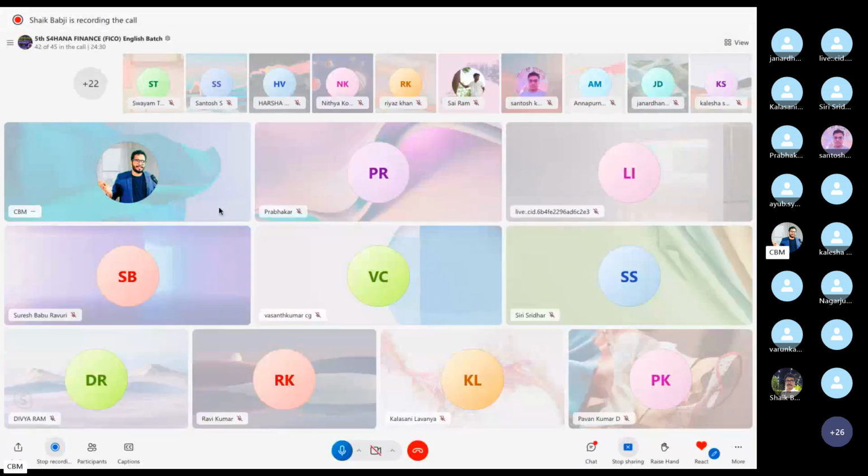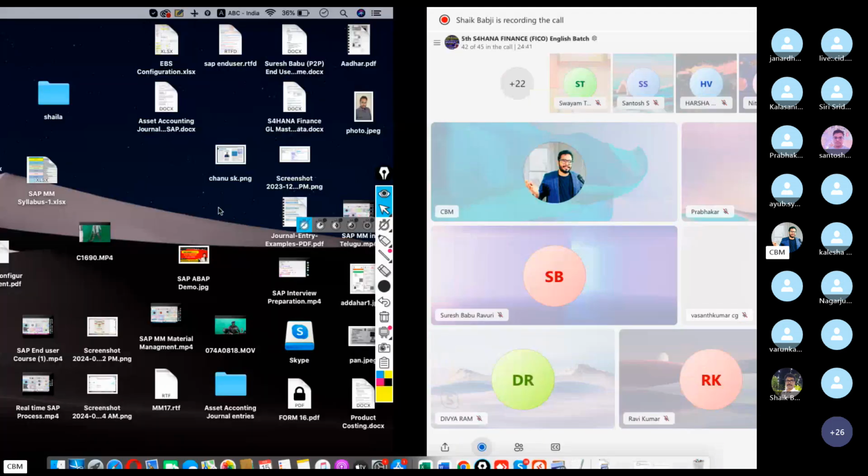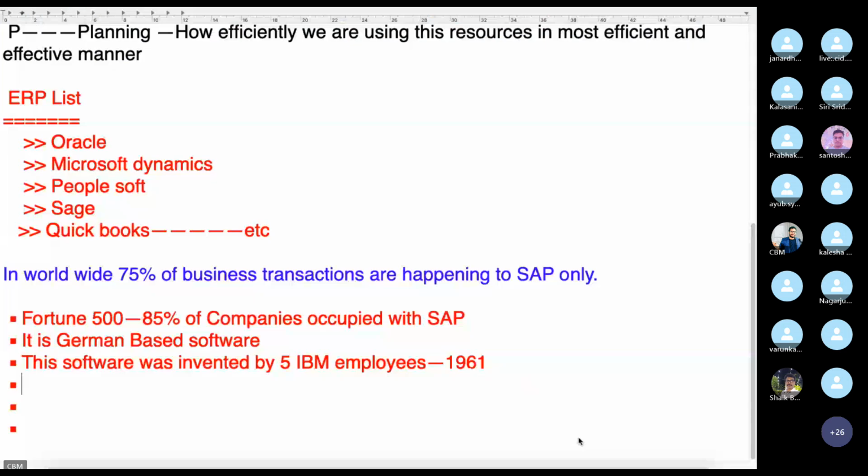Anyone want to add any points regarding SAP? You are welcome. Anything you want to add? Okay, if there is nothing, then I will add some more points here.